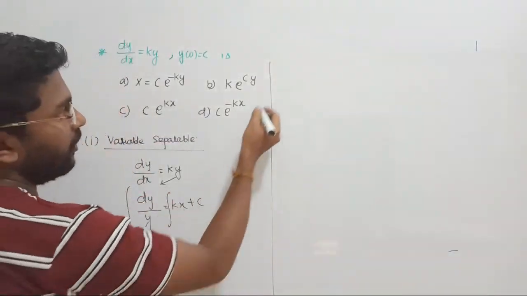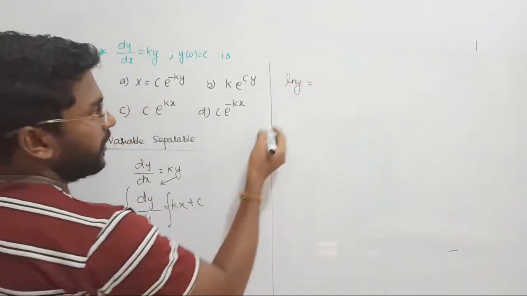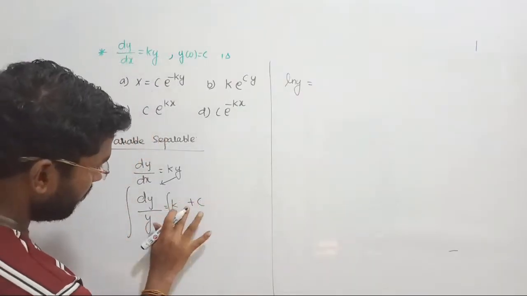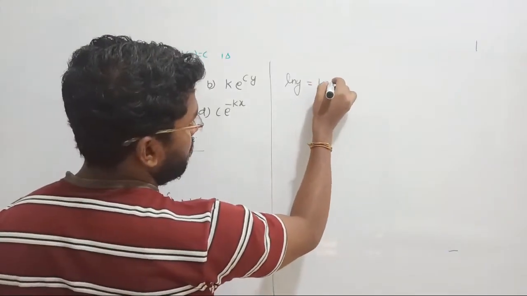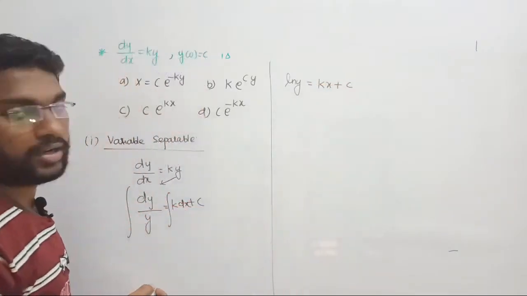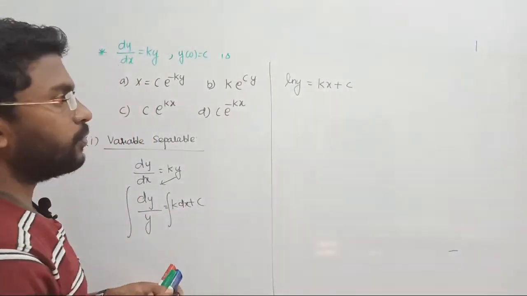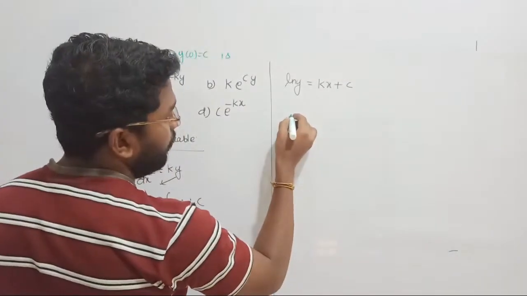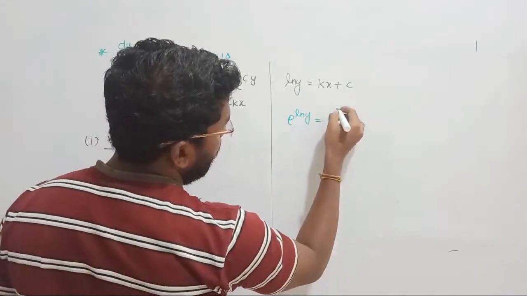The integral of 1 upon y into dy is going to be ln y equal to k times x with respect to dx. Sorry, the integral of dx will become x, and we should keep a constant here. Now we have to raise the function, right? We should take exponential on both sides. If we take exponential on both sides, it will become e power ln y equal to e power k times of x plus c.